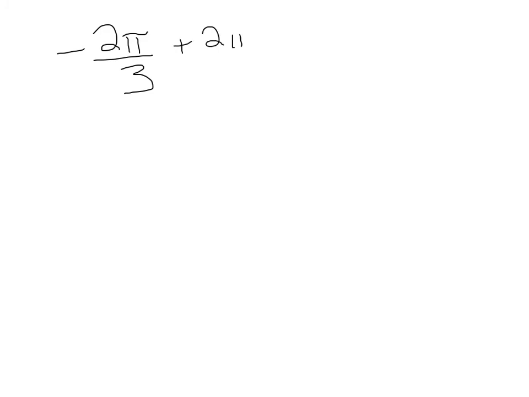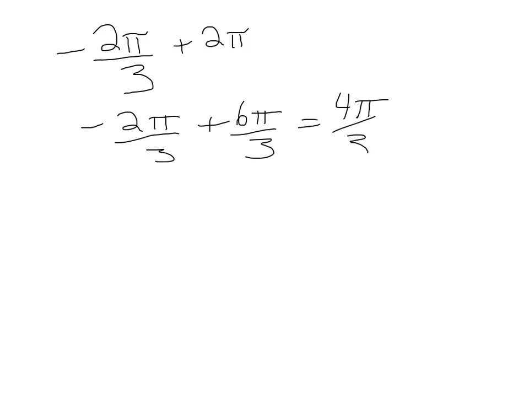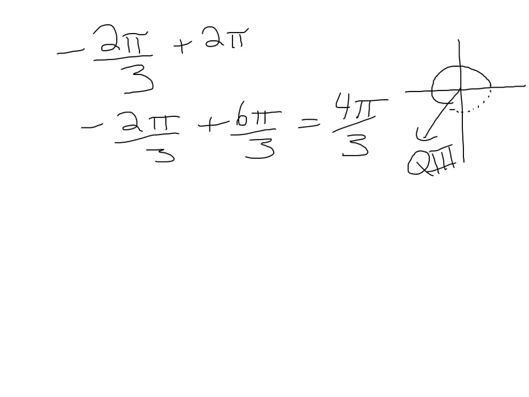When we're adding 2 pi, we want to have a common denominator, so let's convert our 2 pi to 6 pi by 3, so when we add we get 4 pi by 3. Again, this can help us visualize that 4 pi by 3 is in quadrant 3. This is also a good example to look at how, if we went a negative angle, it is 2/3 of the way to pi, so it is negative 2 pi by 3.